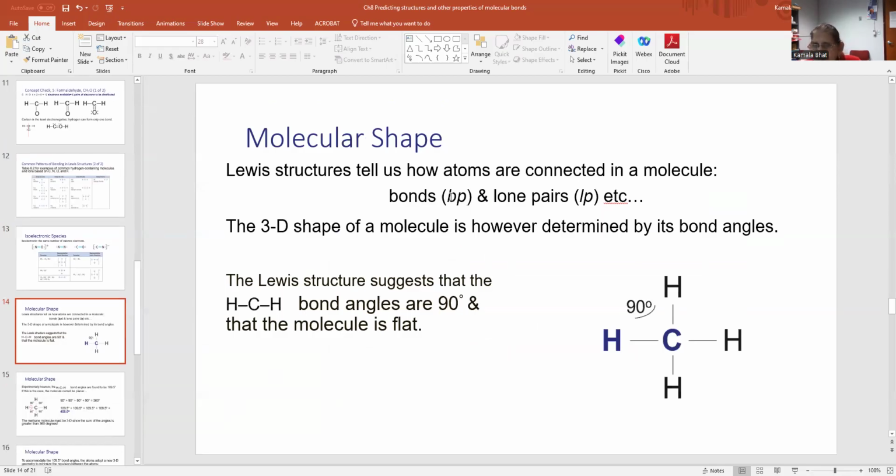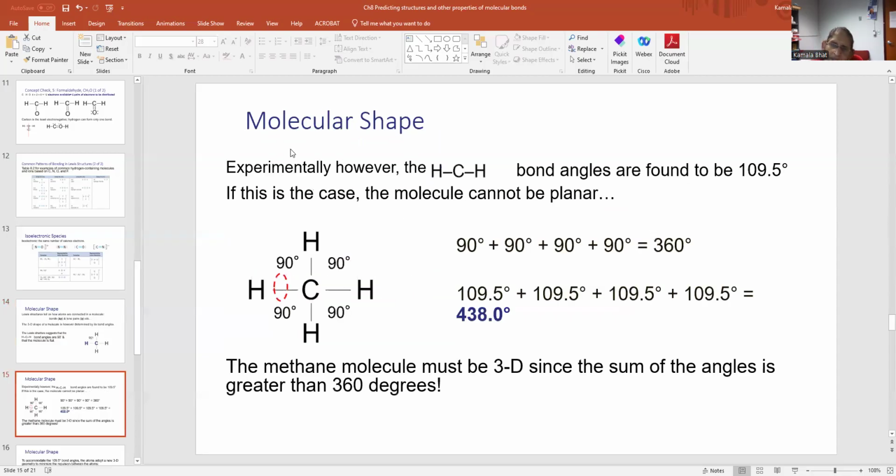Now, the Lewis dot structures tell us how atoms are connected in a molecule. Bond pairs are BP, lone pairs are electron pairs, and the 3D shape of a molecule is, however, determined by the bond angles that are present. Therefore, experimentally, the HCH bond angles are found to be 109.5 degrees. If this is the case, the molecule cannot be planar as indicated, because 90 times 4 is 360, whereas 109.5 times 4 is 438.